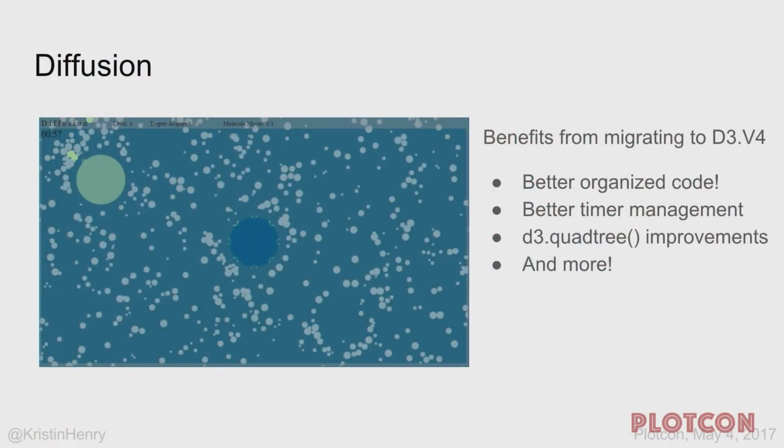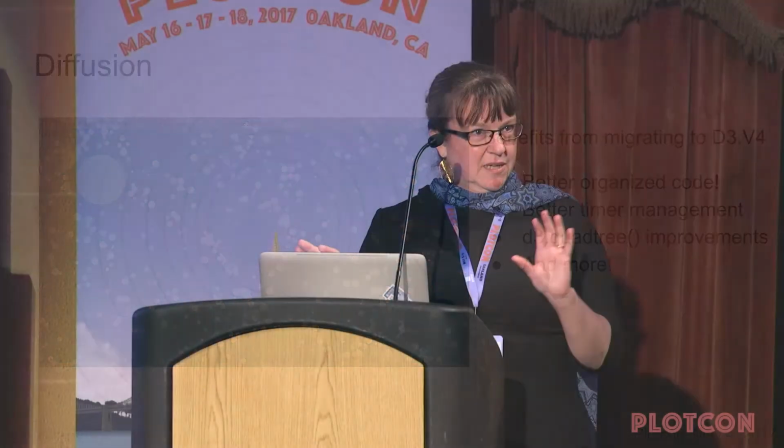What are the benefits of migrating to D3? In this case, my code was so much better organized. Before version 4 was announced, I was starting to program my own Python scripts to help manage my JavaScript snippets, because I was really frustrated with how JavaScript is so spaghetti-like. I have better timer management. The quadtree is massively faster, and there are so many improvements, I would need at least an hour to list, just to bullet point list them through for you.